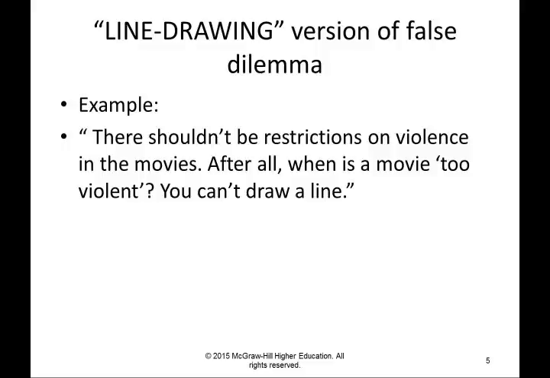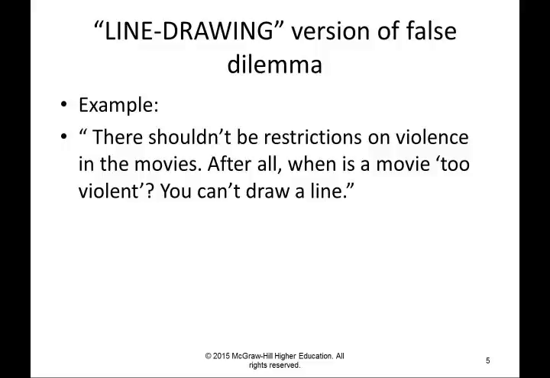There's no such thing as red or blue? I mean, come on, what conclusion does that allow me to draw? What I'm doing is asserting that because you can't draw a line, your reasoning is flawed somehow. So let me give you a more concrete example. There shouldn't be restrictions on violence in the movies. After all, when is a movie too violent? You can't draw a line.